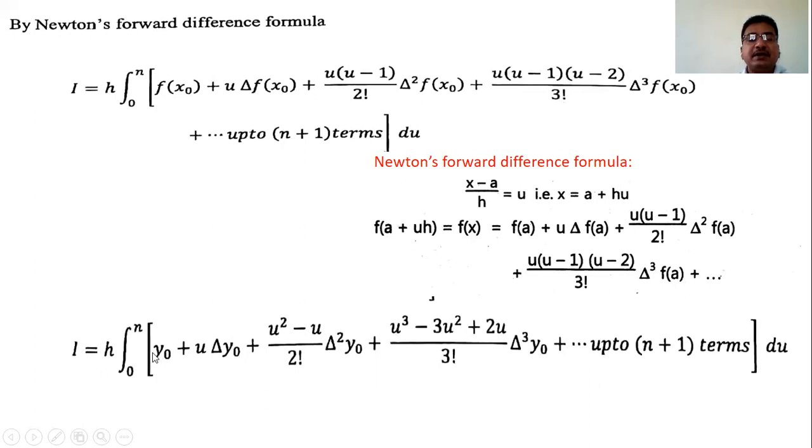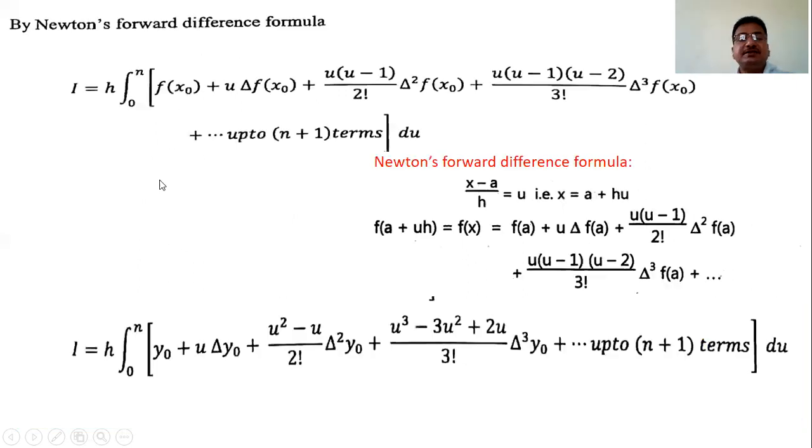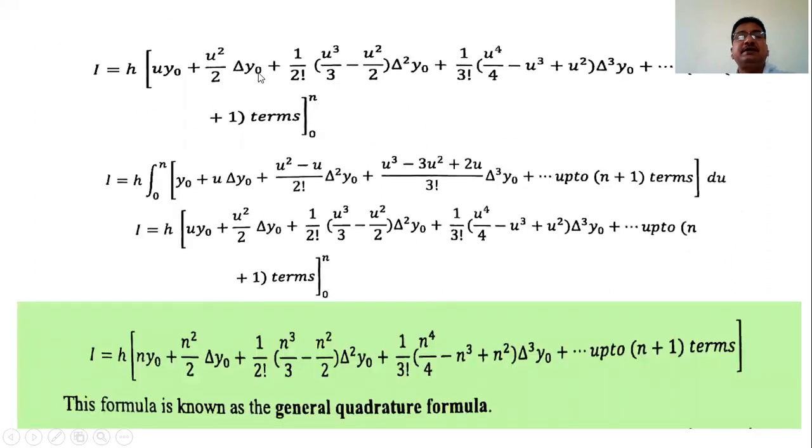So what is the integration of y naught? y naught is constant with respect to u, so its integration is y naught into u. The first term: integration of y naught with respect to u is y naught into u. This delta y naught is constant. The integration of u is u square by 2. So u square by 2 delta y naught.